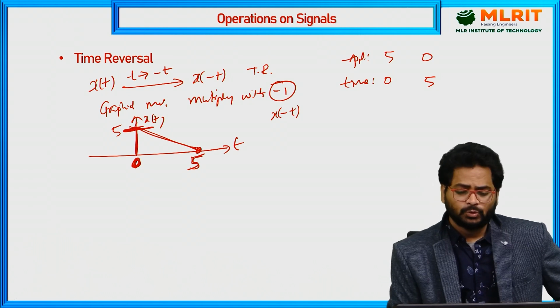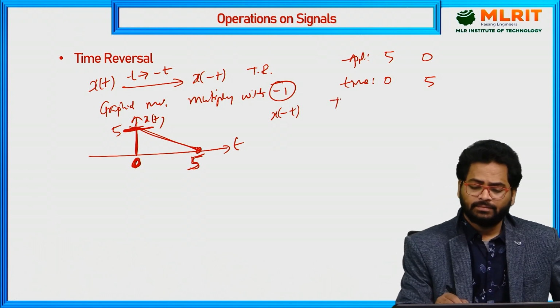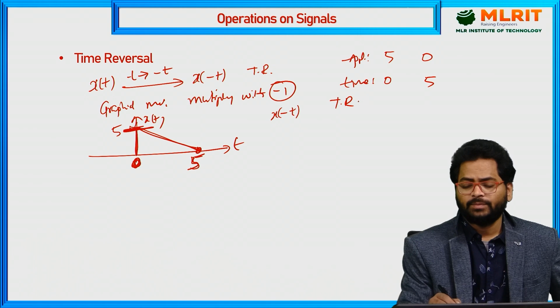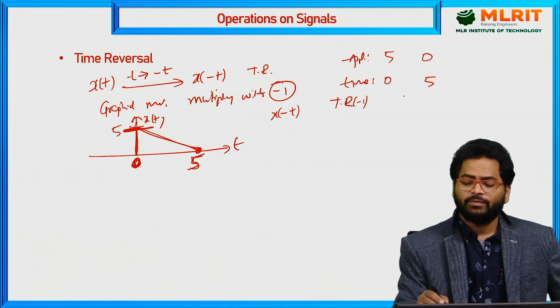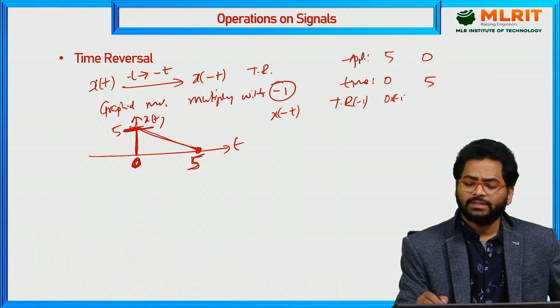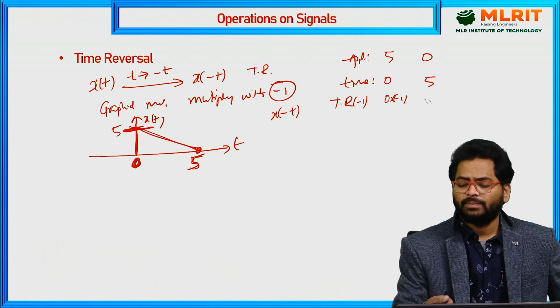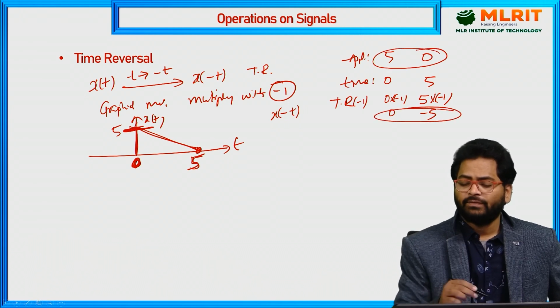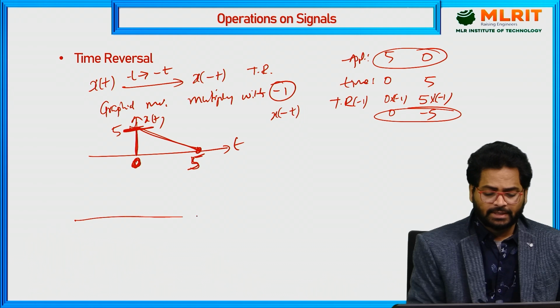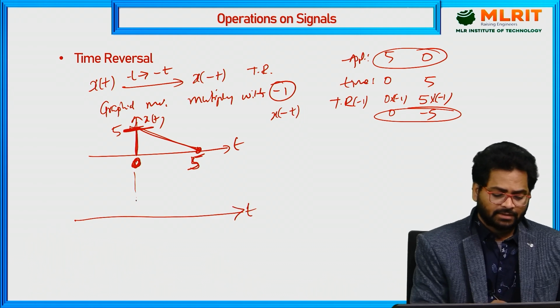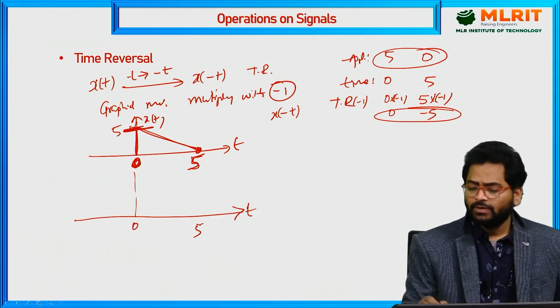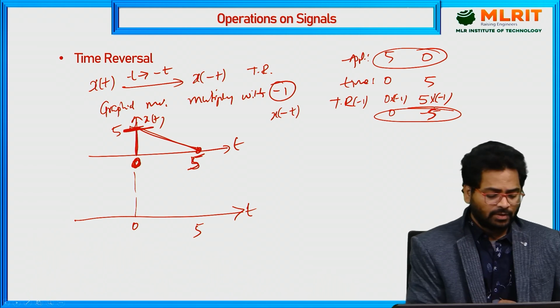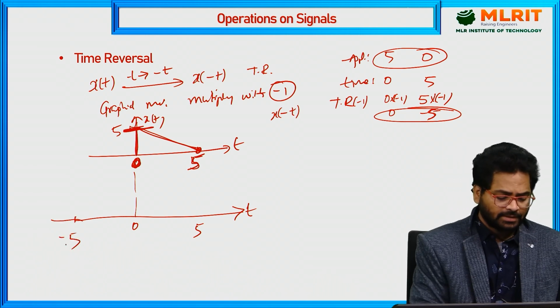Now I want to do the operation. Which one? It is a time reversal. Time reversal means you need to multiply all by -1. 0 cross -1 is 0, 5 cross -1. So the resultant is 0, -5. These are the new timelines and amplitudes are fixed, same. So for this one I am writing the time t across 0, 5. We have -5 also, so I am taking -5 also.